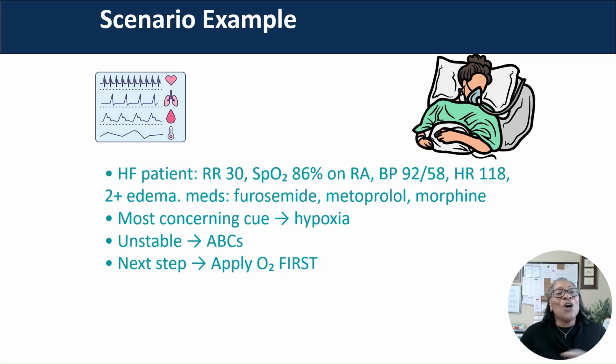I'm sorry. Don't give the morphine because the respiratory rate is already high and the patient's oxygenation is poor. And after you do those things, you're going to monitor your patient, notify the provider after you stabilize the airway and the breathing. Okay.